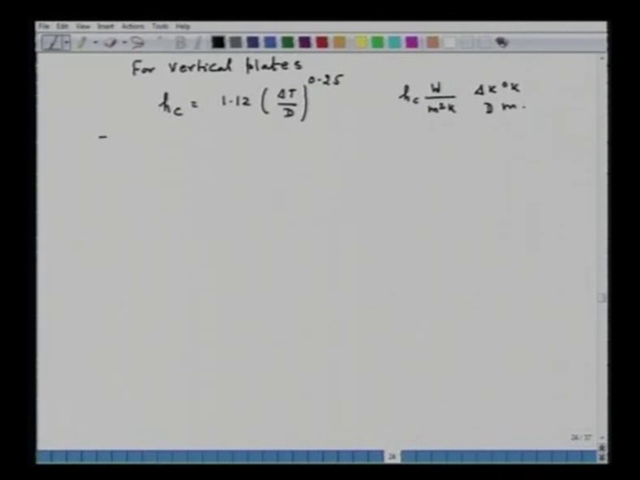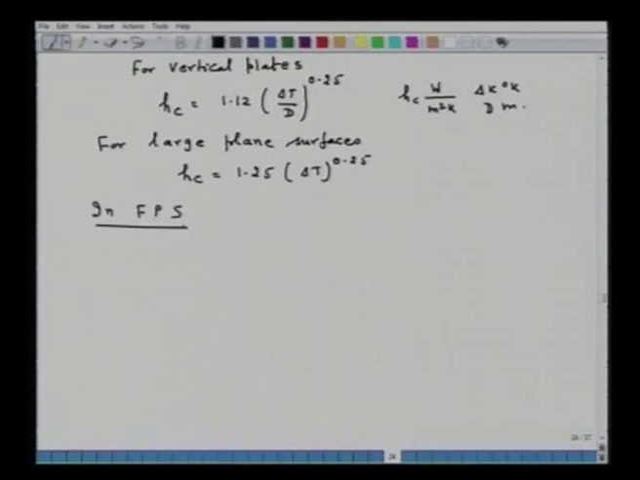Also, for large plane surfaces, we will be using Hc equal to 1.25 delta T to the power 0.25. This is for the large plane surfaces. Now, the same in FPS system.